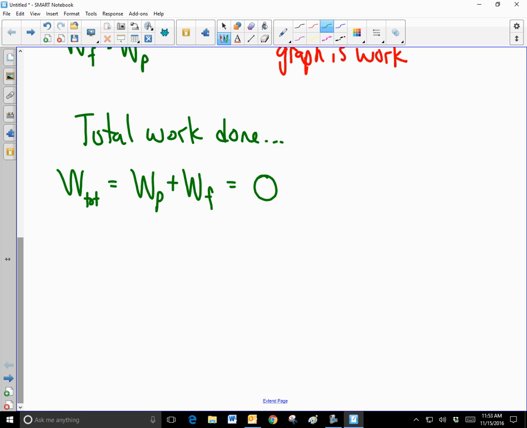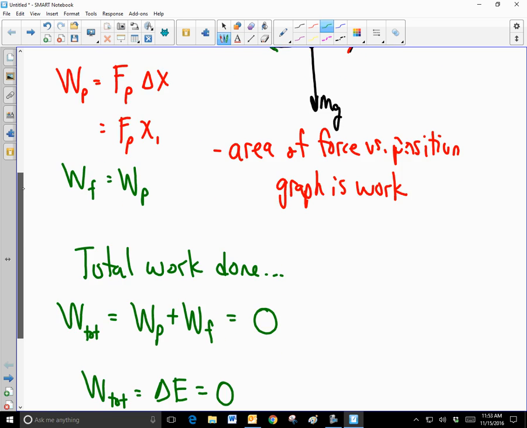And if the total work is 0, what happened to the energy? The change was also 0. So the total work equals the change in energy, which is 0. See how all these things are hopefully coming together? Hopefully.